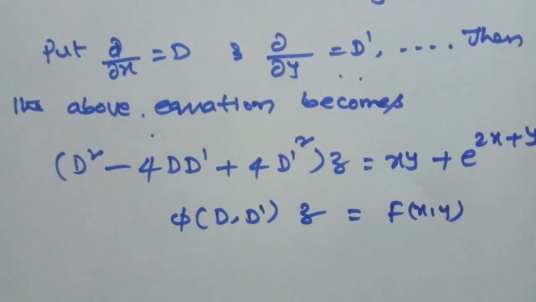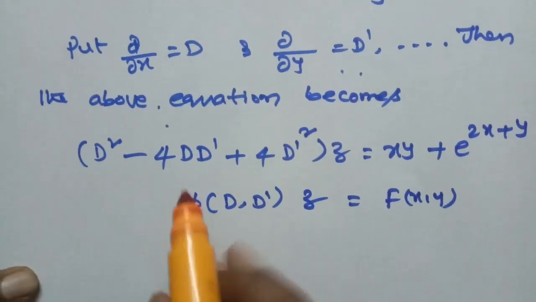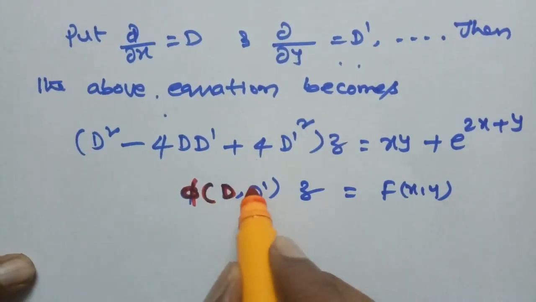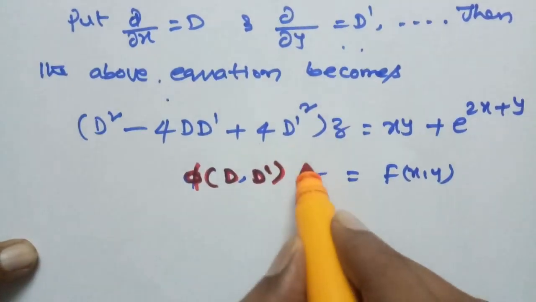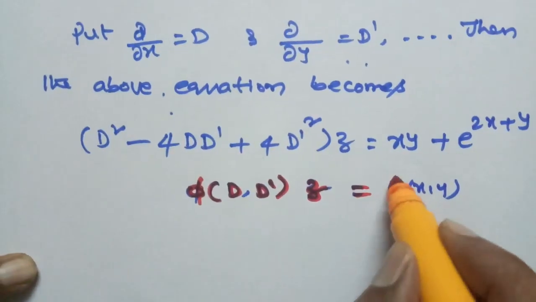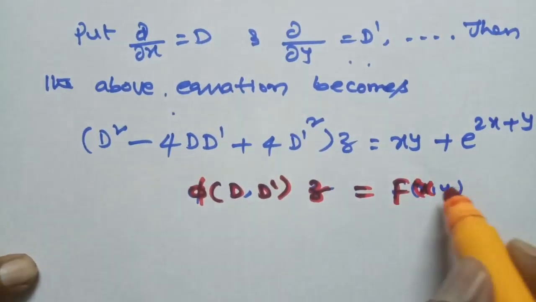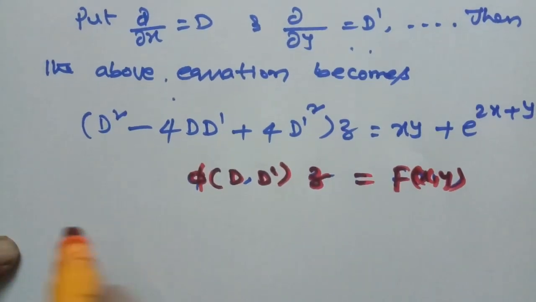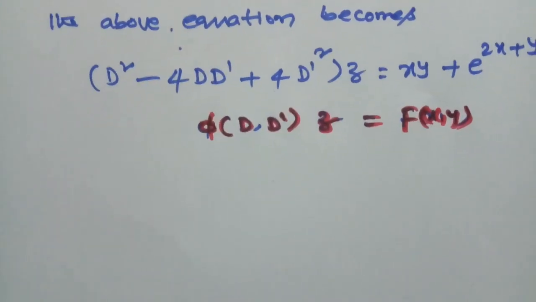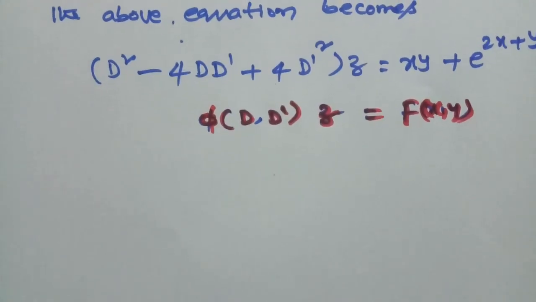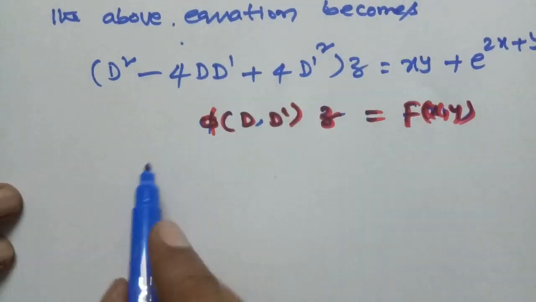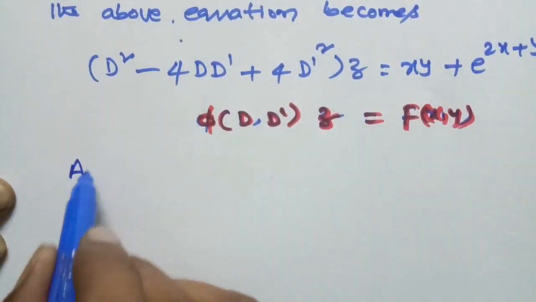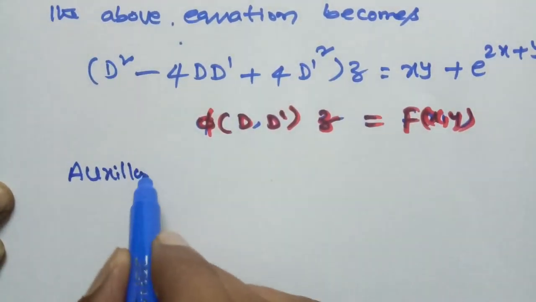So this is the form φ(D, D') z = f(x, y). Therefore, first write down the auxiliary equation. The auxiliary equation is obtained by substituting D equal to m and D' equal to 1. Now the auxiliary equation.